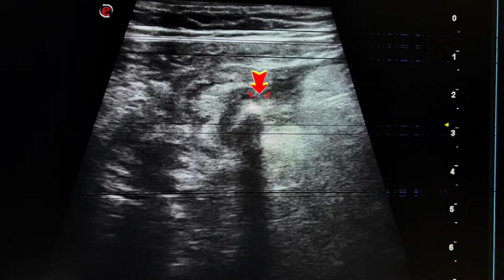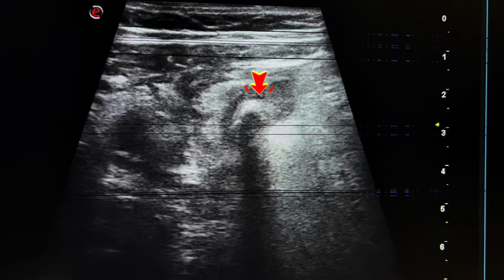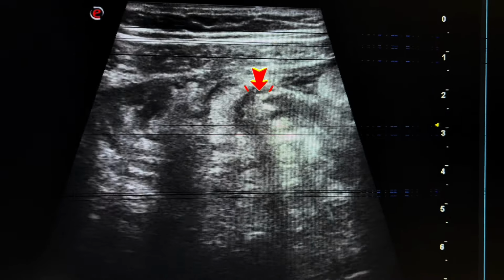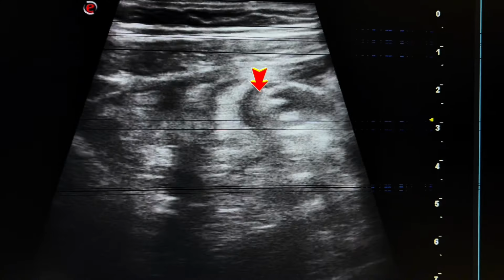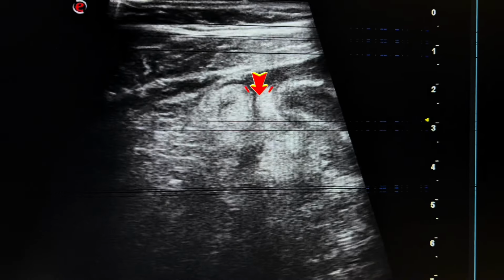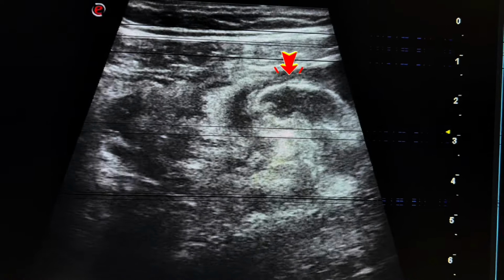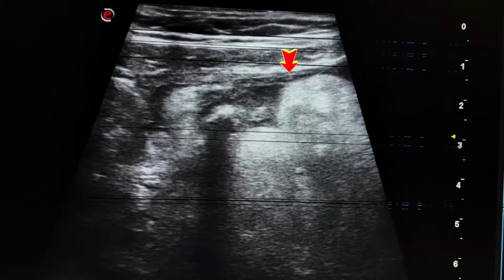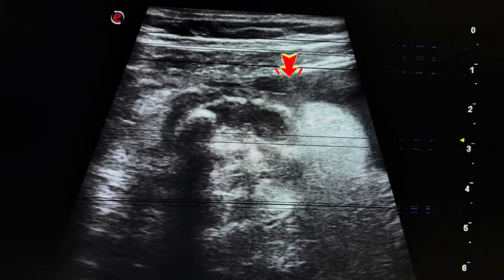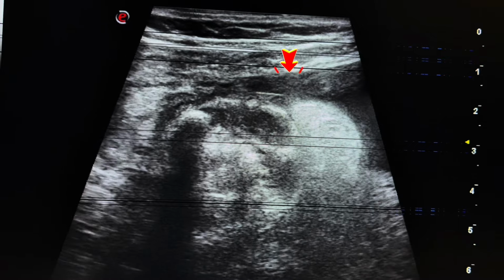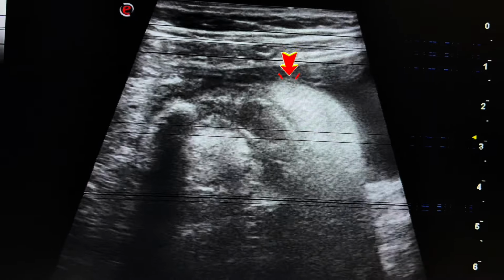Here we see echogenic material in the lumen, and from here the appendix is arising from the cecum. It is appendicitis. The free fluid or collection is also present at the periappendicular area. The surrounding tissues of the appendix are also inflamed and echogenic.